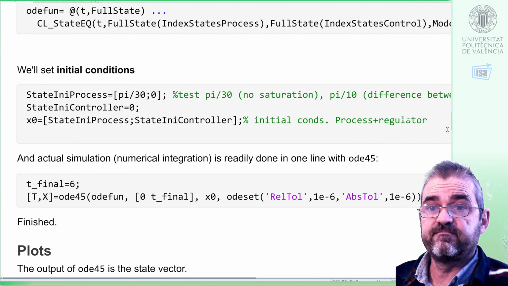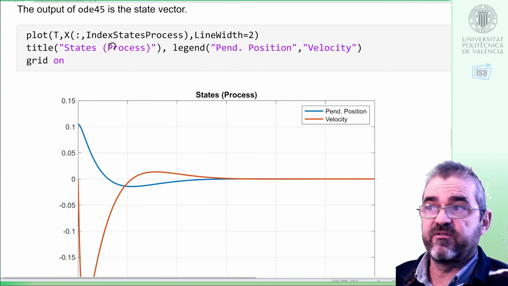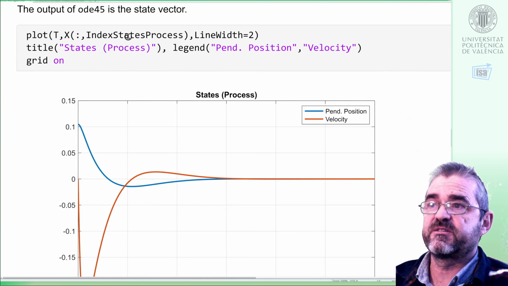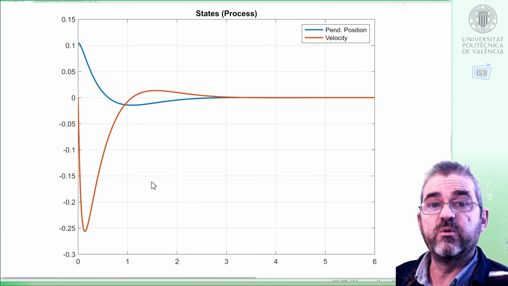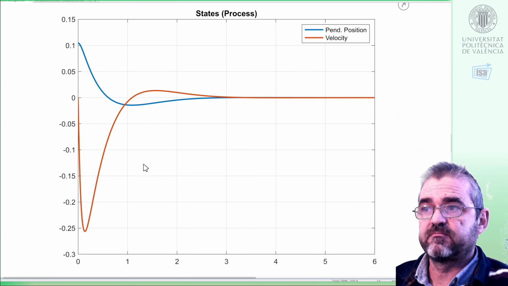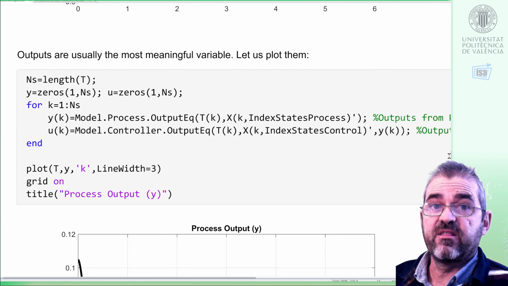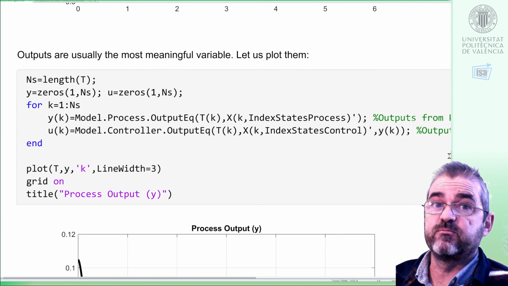So if we plot the columns corresponding to the first and second, the states of the process, we get this time plot of position in blue and angular velocity in red. So the controller stabilizes the pendulum. Nevertheless, meaningful things are usually encoded as outputs.